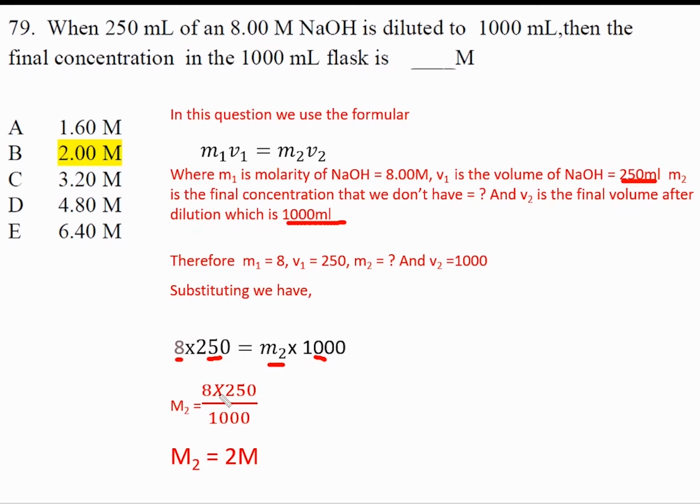So when you work this out, you're going to find that 250 goes here once, 250 goes here 4 times. So 4 goes there once, 4 here twice. So M2 is going to be 2 molar.